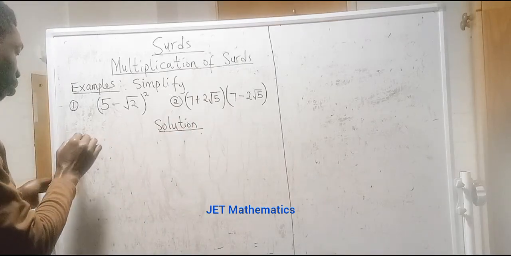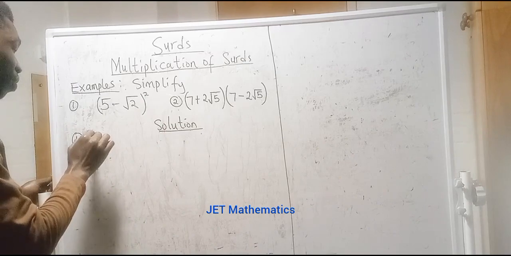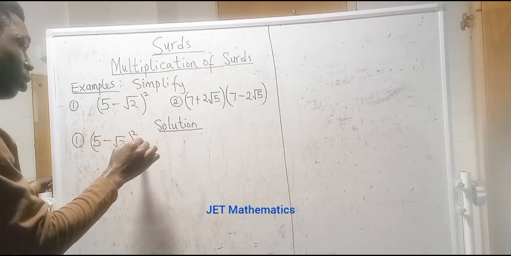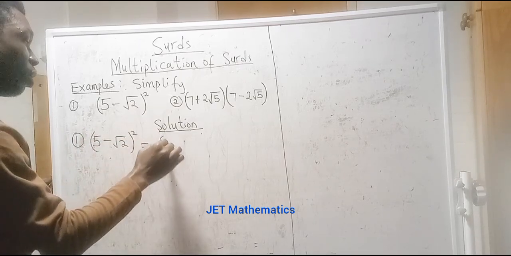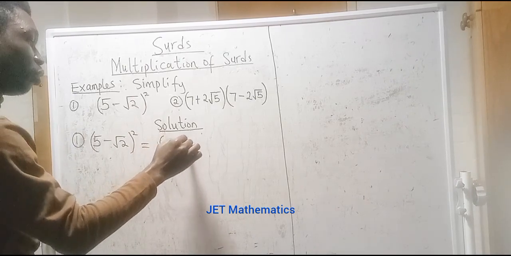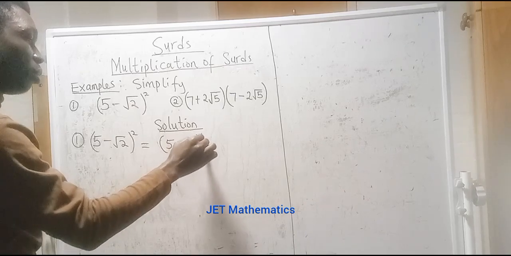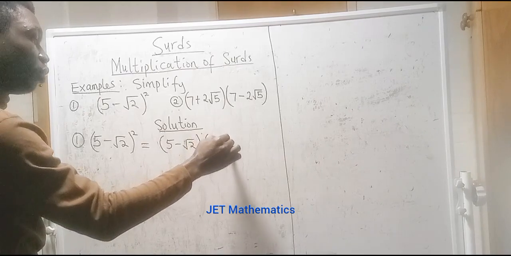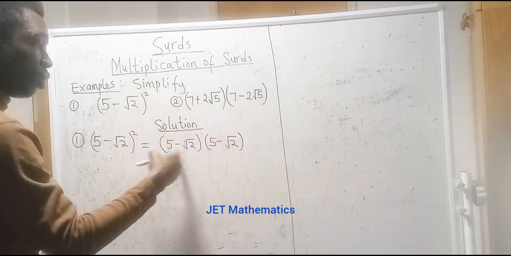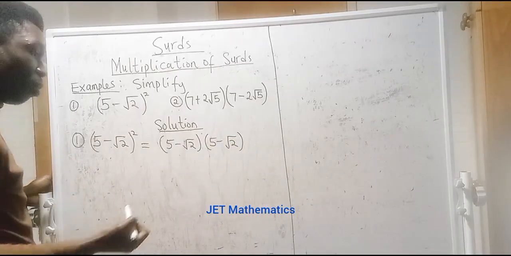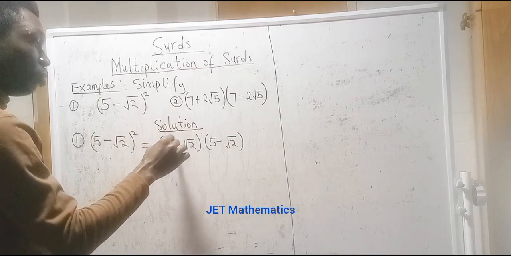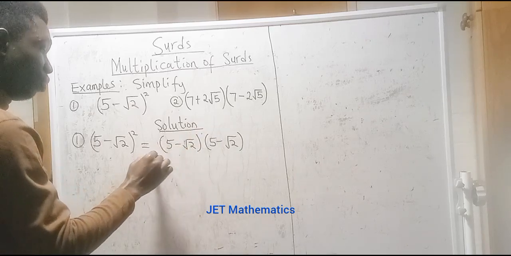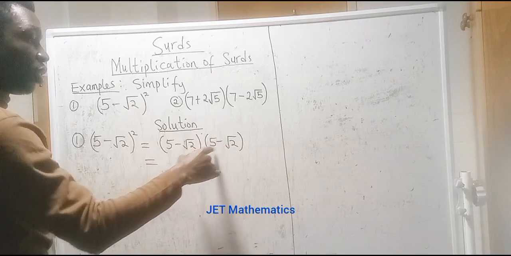So we say 5 minus root 2 all squared. This also means 5 minus root 2 times 5 minus root 2. Okay, so that's quite easy. And then you can multiply this. From our last video, this multiplies everything here.